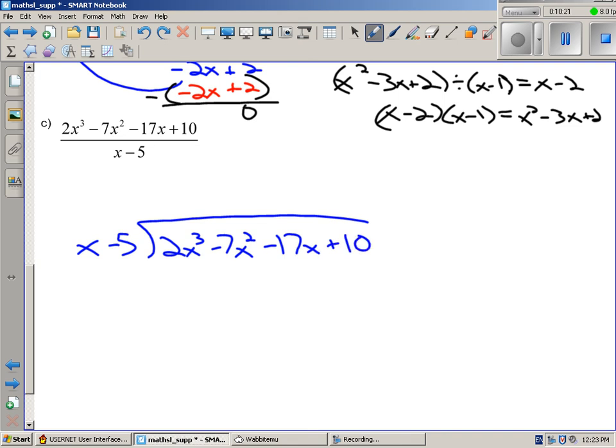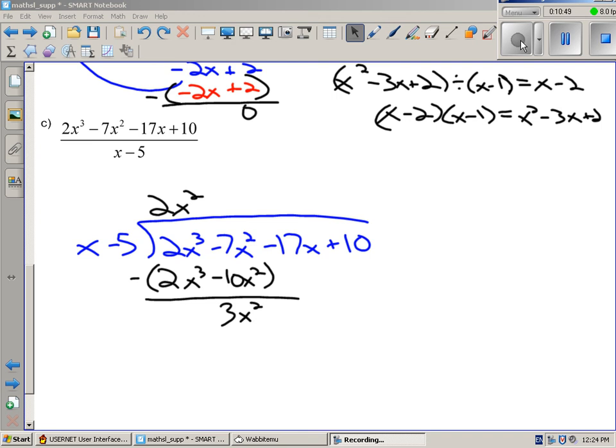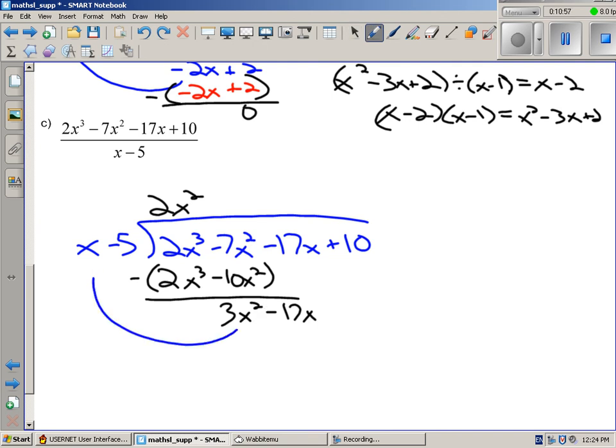I'll say the steps. So we have 2x cubed minus 7x squared minus 17x plus 10 all divided by x minus 5. Let's see what we get. So 2x cubed divided by x gives us 2x squared. I'll multiply it back down. I'm going to get 2x cubed and negative 10x squared. Subtract that whole thing off. That's going to give me 3x squared minus 17x. Now we're going to see what happens if I take 3x squared and divide it by x. And that should give me 3x. Again, multiply back down. So 3x times x is going to give us 3x squared. 3x times negative 5 gives us negative 15x. I'm subtracting this whole thing off.